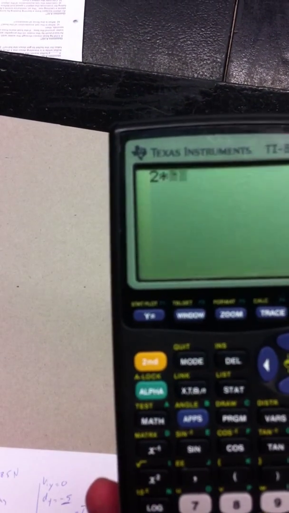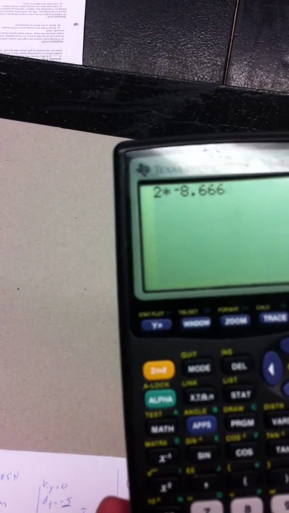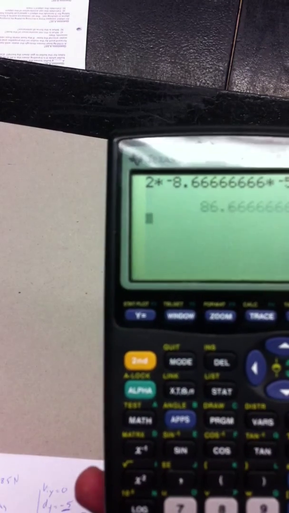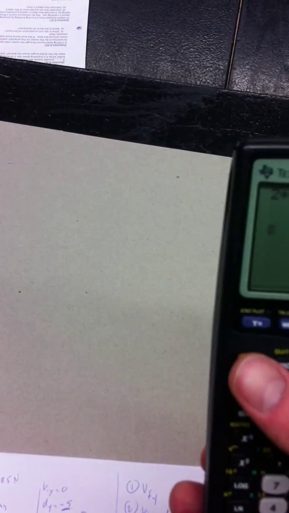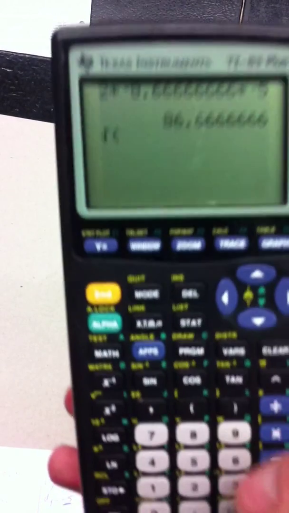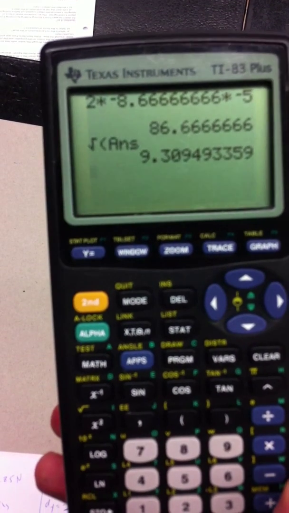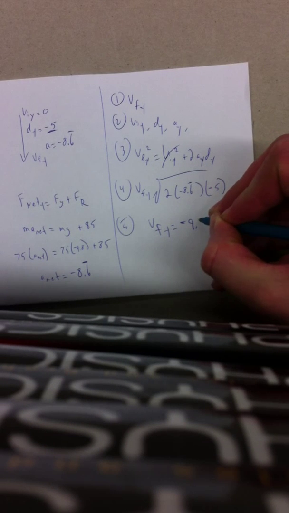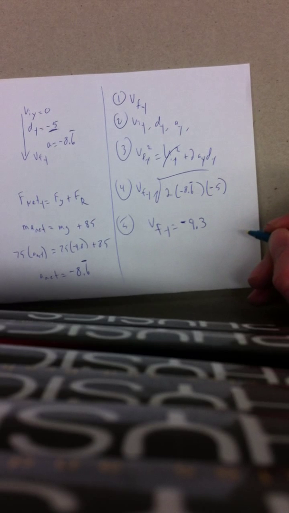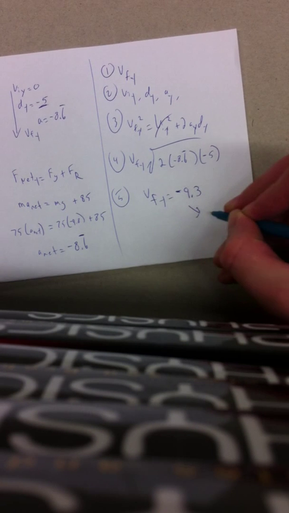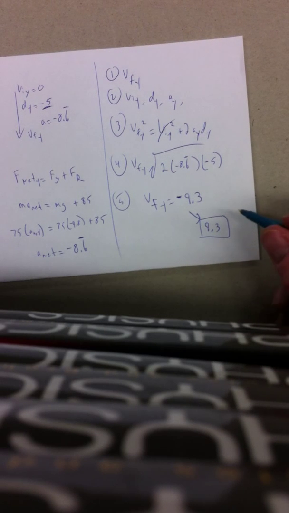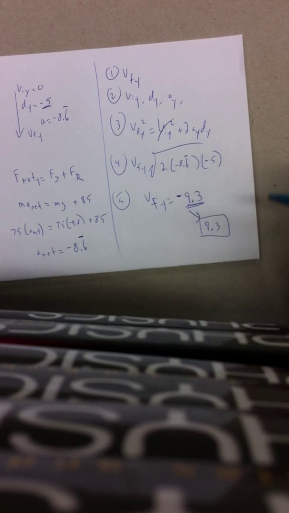So we get 2 times negative 8.67, we'll do that 7 times negative 5. Get the square root of that. We get about 9.3. So that answer would be negative 9.3 as the velocity. But because the homework asks you for the speed, when you go to enter this into your homework, it's going to be positive 9.3, but the velocity is negative 9.3.